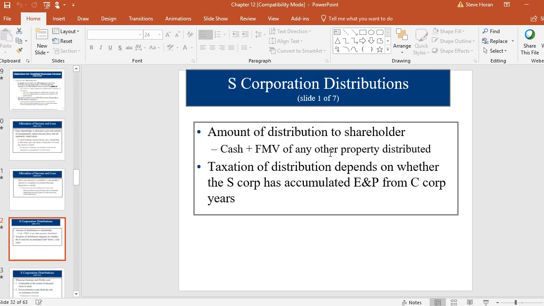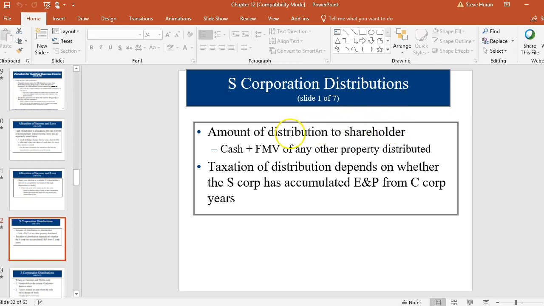Okay, then we talk about distributions. So we talked about distributions from LLCs and from corporations. Now we're just talking about distributions from S corps. Generally, the rules are fairly the same. There's a lot of consistency between them, so I think you'll recognize that as you look through these slides, read through the chapter, and as we work the problems together. I think you'll recognize a lot of similarity.